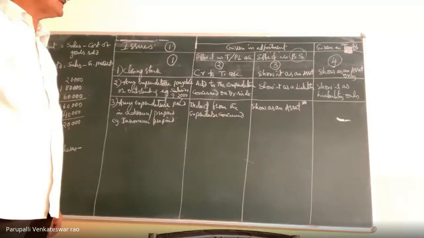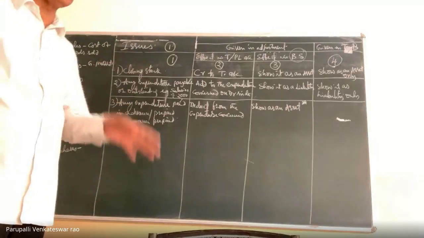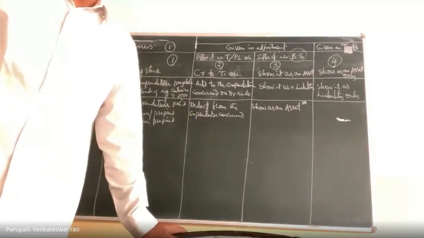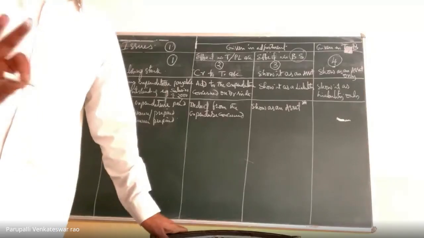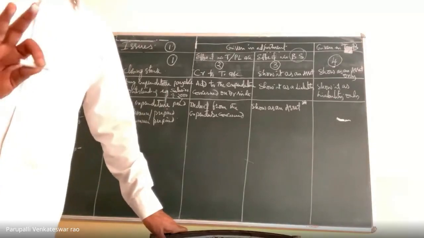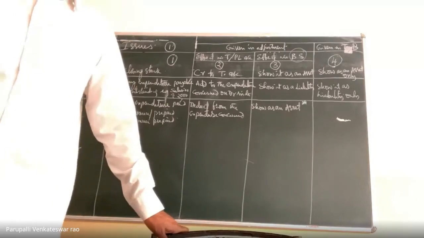Suppose prepaid insurance is given in the trial balance, then show it as an asset only. It is on the asset side of the balance sheet. It appears only one time, that is in the balance sheet.